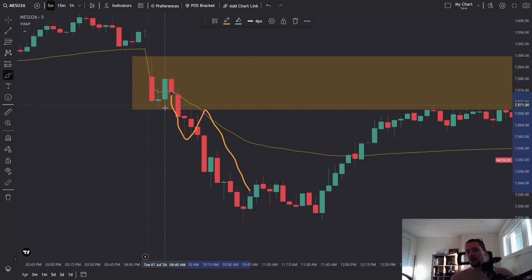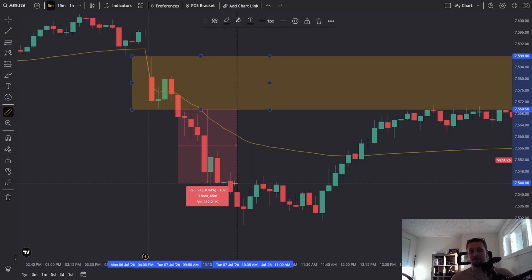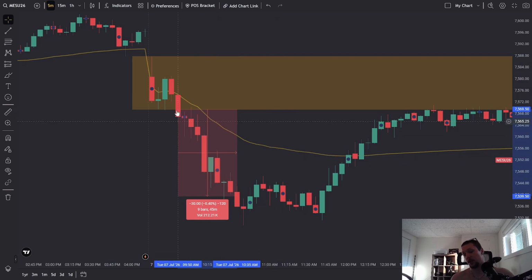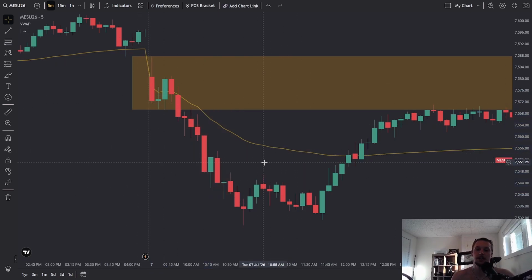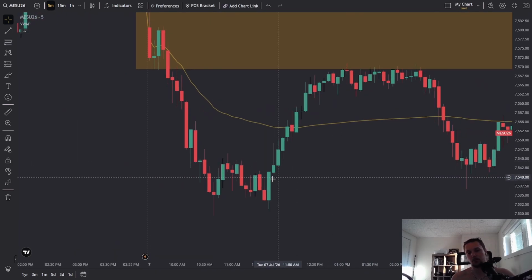But if I don't get this specific setup and price continues to fall without seeing it for 30 or more points, and just for reference, 30 points is right about here. So price fell even further than that, probably about 40 points or so. It fell below the opening range, below the VWAP line, without a continuation setup to the downside. Well, then I'm going to be expecting a reversal. And today, a textbook reversal came about.